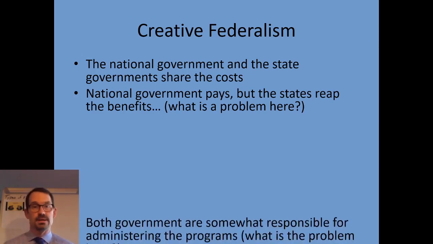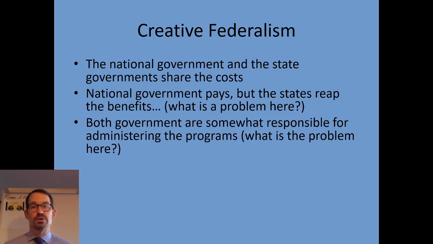It's 10th Amendment. Next, both governments are somewhat responsible for administering the programs, right? Here's the problem. Your parents give you 20 bucks to go out, and then you go out and they say you can go to one of these three places. Once you leave, that's it. You've got the money. You can kind of do what you want.